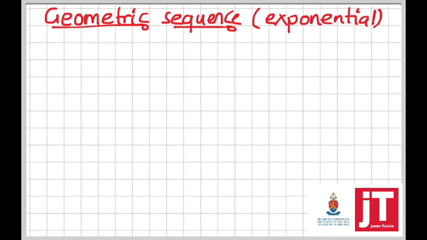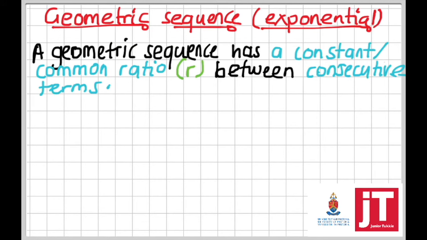We move on to a geometric sequence. I'm going to start off by defining what a geometric sequence is, which is also exponential in nature. A geometric sequence has to have a common or a constant ratio denoted by the letter r between consecutive terms. Almost the same thing, but notice that it's a common ratio, not a common difference. So that's the only difference there.